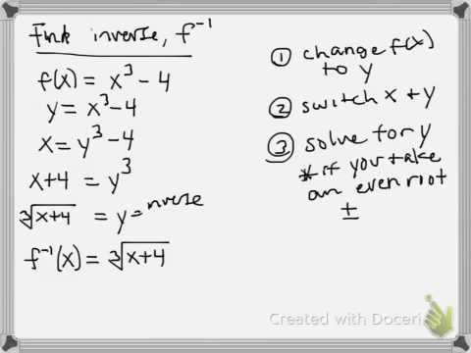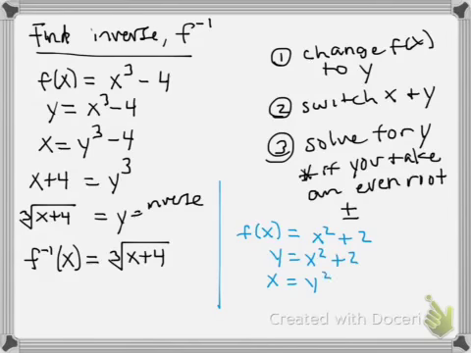So if we had f of x, so this is a new problem, equals x squared plus 2, then we would have y equals x squared plus 2. So x equals y squared plus 2. All I did was switch the x and y. Now we solve. x minus 2 equals y squared. So I'm going to square root and switch to my f inverse. So we've got f inverse of x. That's just replacing the y after I square root.